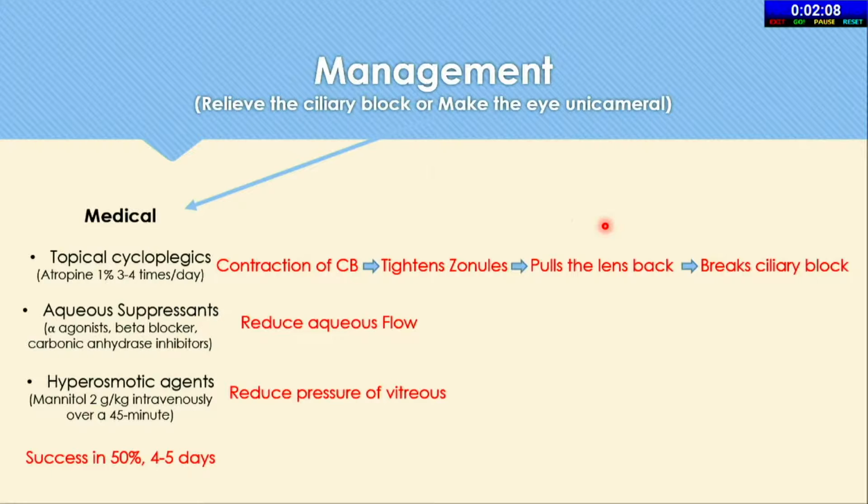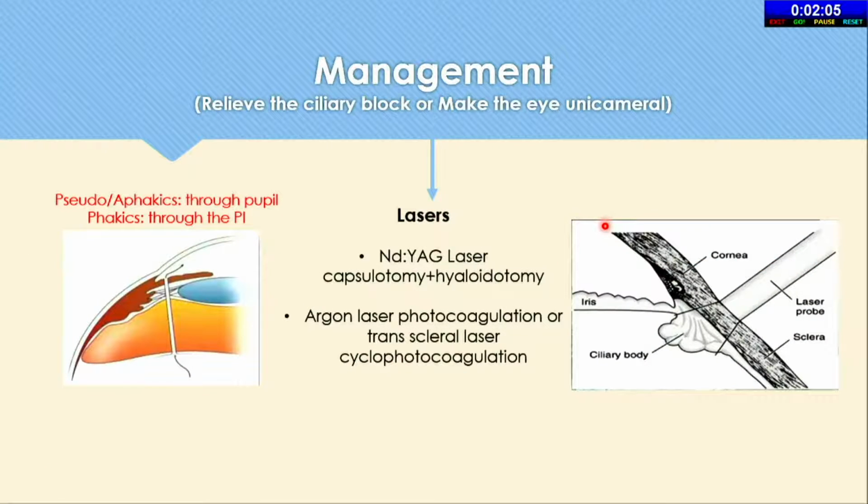And if it does not work within 4 to 5 days, we move on to the next line, where we can try lasers to perform an Nd:YAG laser capsulotomy plus hyaloidotomy. In pseudophakic and aphakic patients, we can go through the pupil. In phakic patients, if there is a large enough PI and there's good visibility, we can try to go through the PI to make the eye unicameral and relieve the pressure. We can also try argon laser photocoagulation of the ciliary processes or transscleral laser cyclophotocoagulation. This shrinks the ciliary body and attempts to move it backwards. But the success is noted by moderate deepening of the AC within 24 hours.